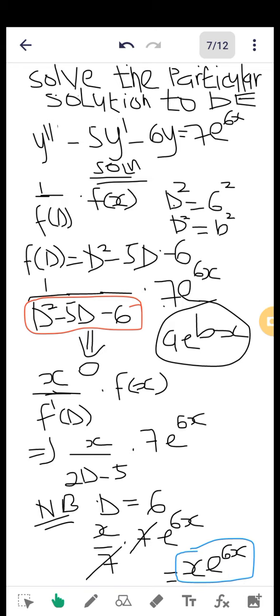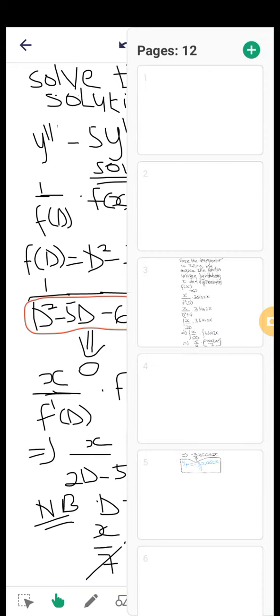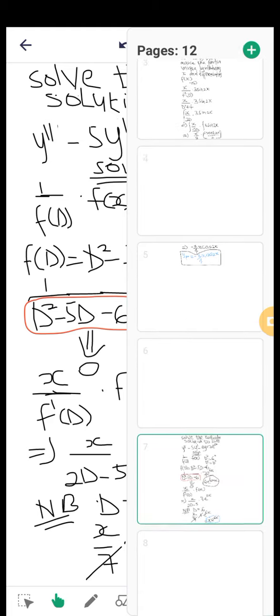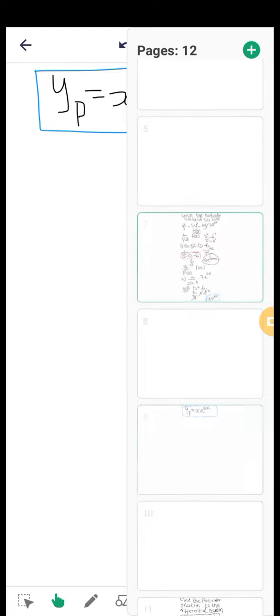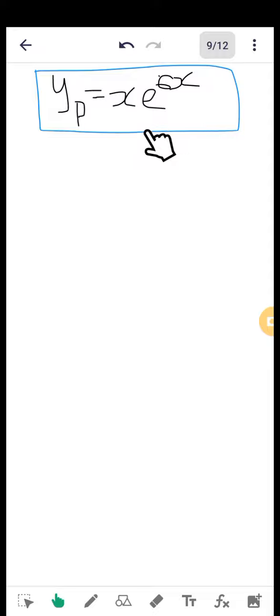So this is your particular solution. Your particular solution will be xe exponent 6x.